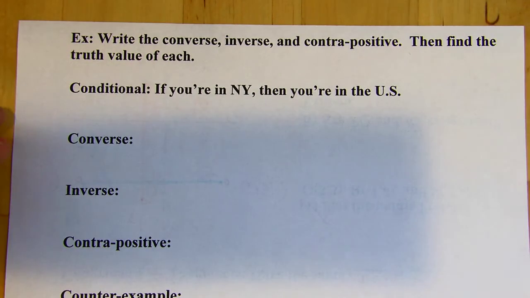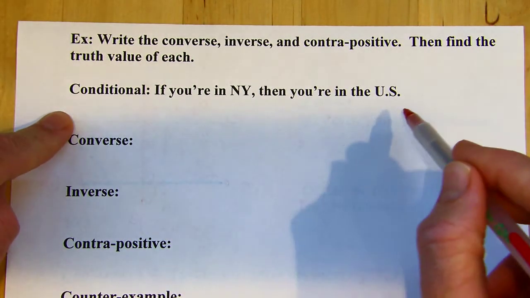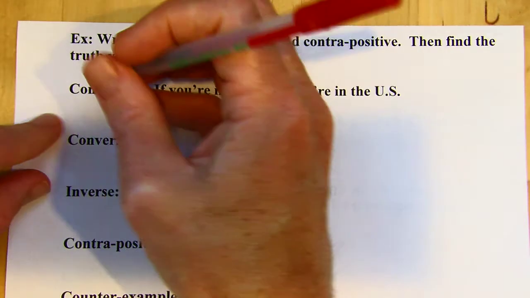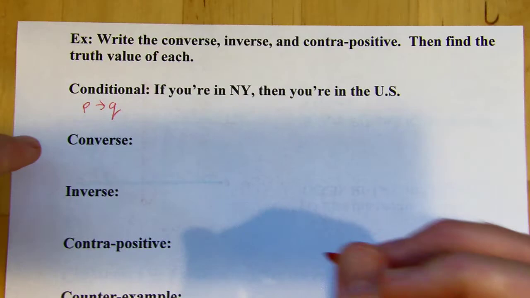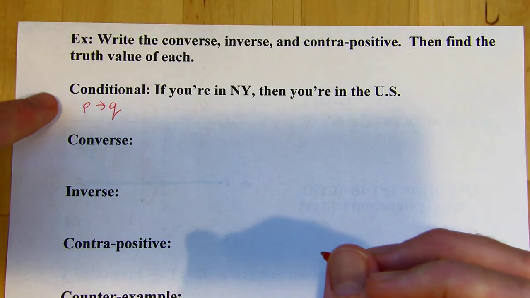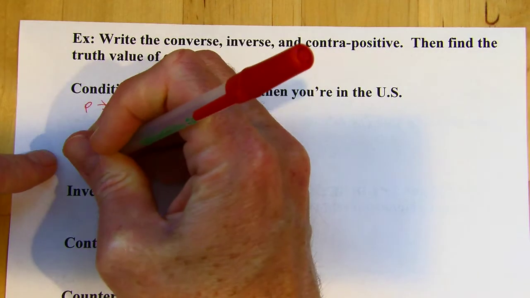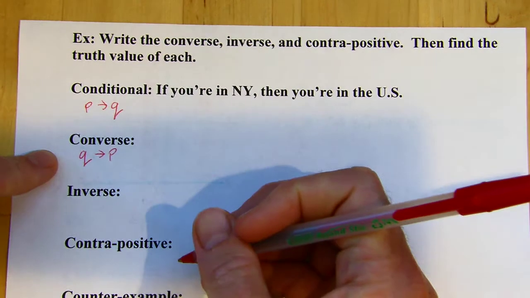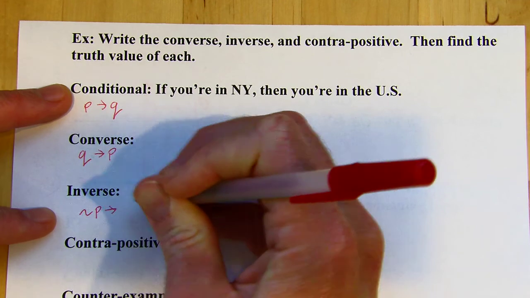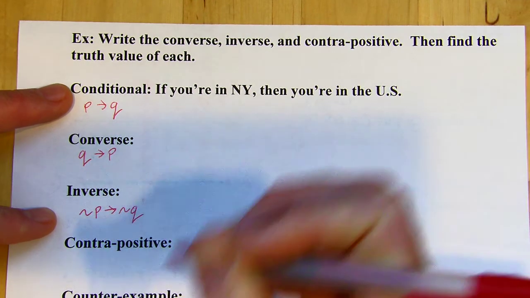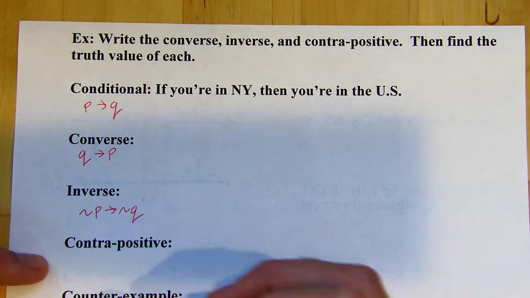If you want to pause the video and try it out, you're welcome to do that. I'm going to go straight into it. This says if you're in New York, then you're in the US. I'm not going to worry about the truth value yet. I'll do that at the end. I'm going to start by reminding myself, that's the original conditional. The converse is when you switch it. The inverse is when you leave it in the original order, but you negate both parts. So negation of P leading to the negation of Q. And the contrapositive is when you switch and negate.